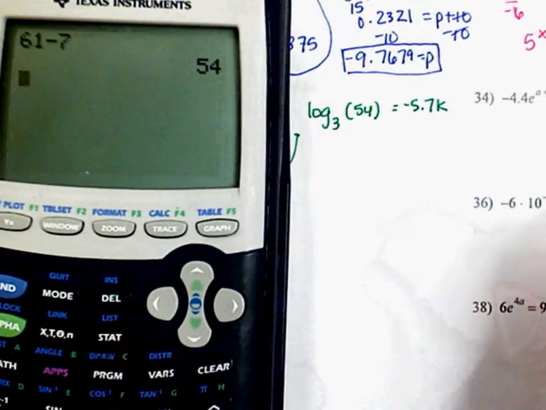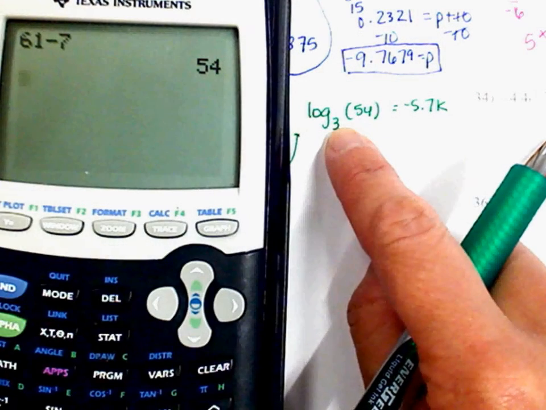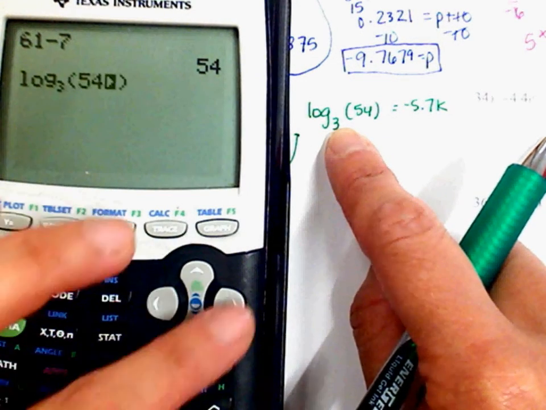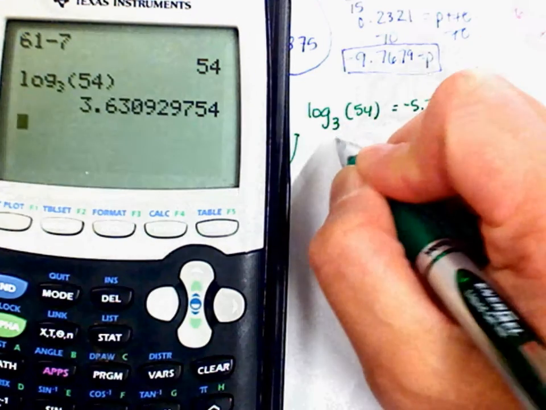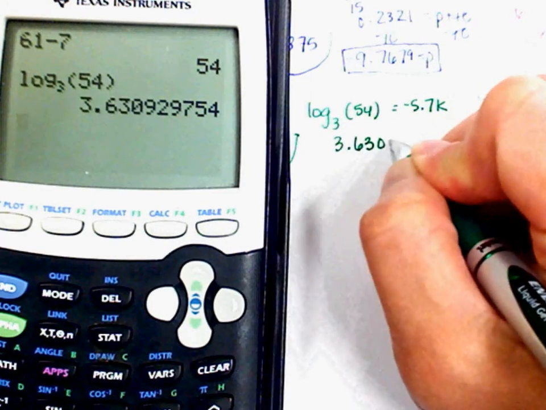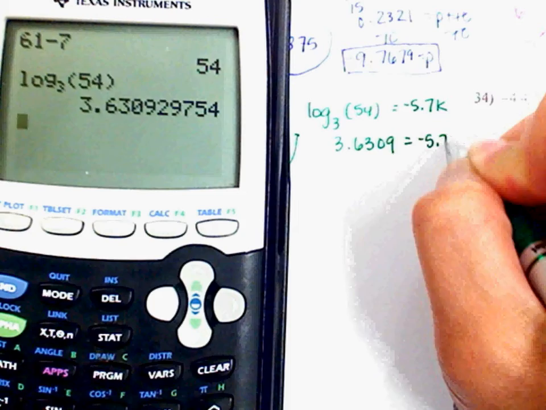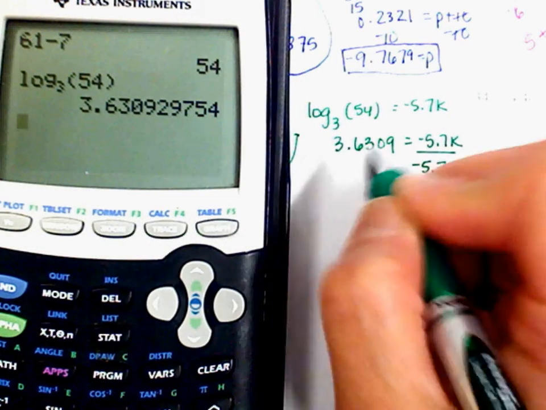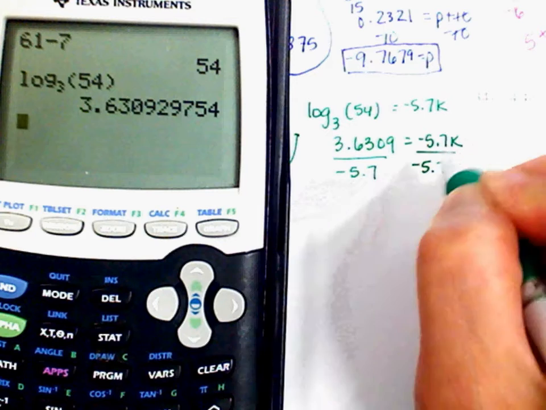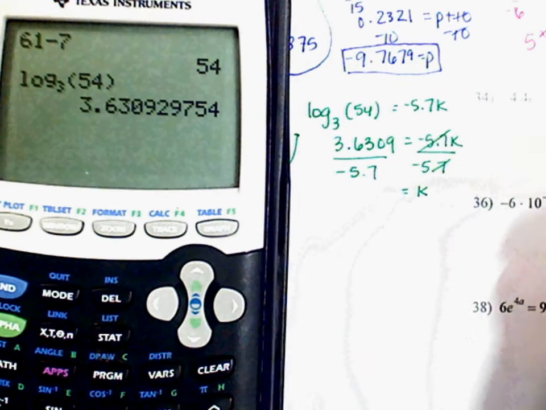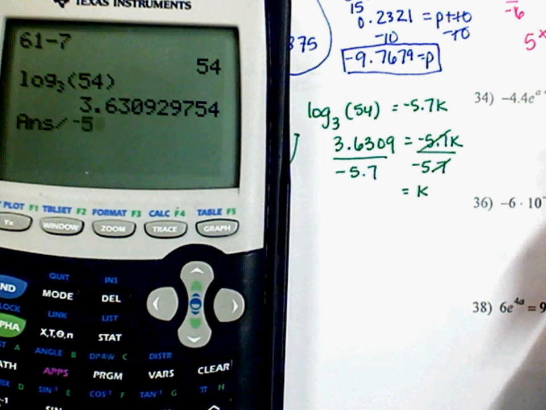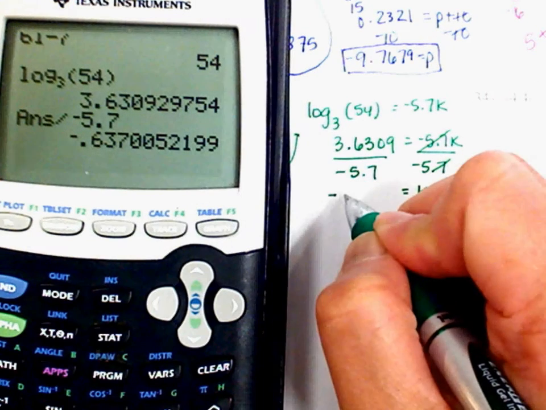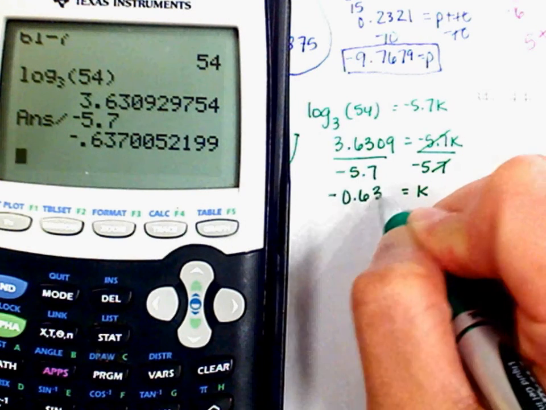All right. I'm going to change this to a number I know, so I'm going to hit alpha window, number 5, base 3 of 54, just like that. Comes out to be 3.6309 equals negative 5.7k. How do you solve? Divide by negative 5.7, divide by negative 5.7. Cancel. So, divided by negative 5.7. Your solution for k comes out to be negative 0.6370.